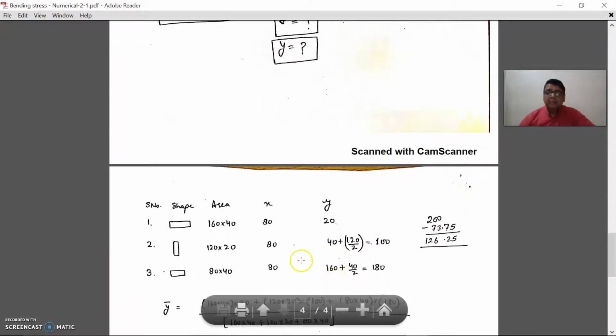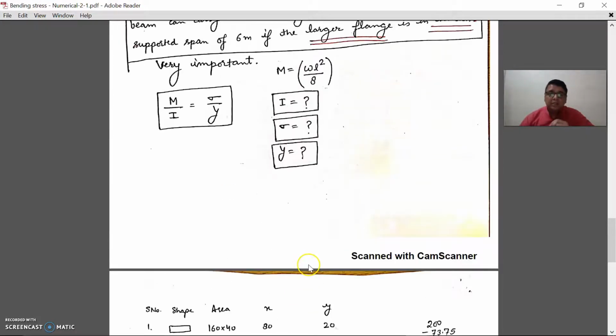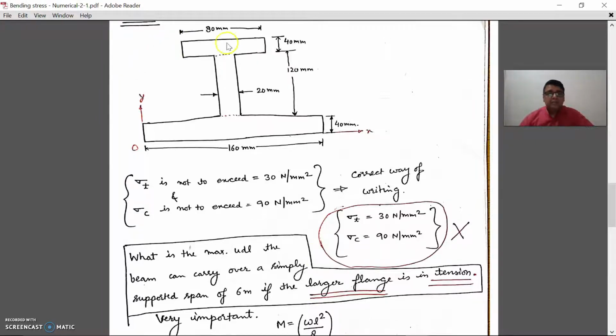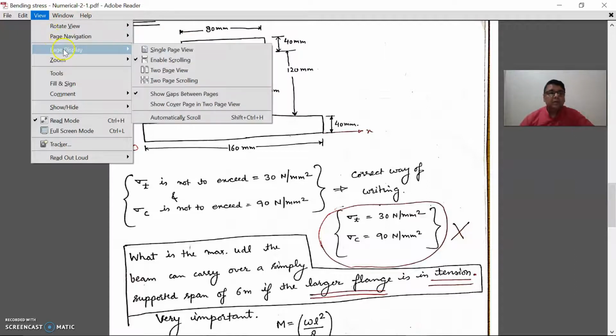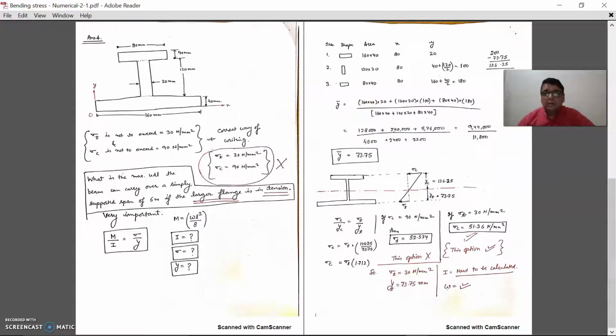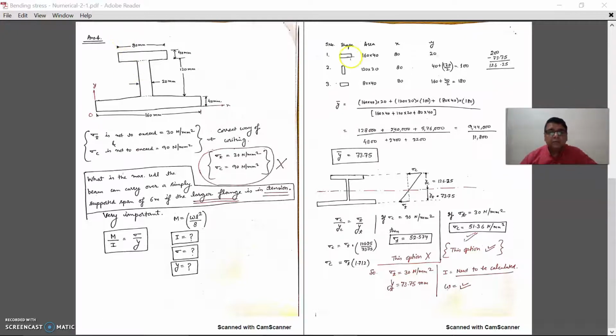Now again a challenge. First you have to find out the centroid of this shape. This is the shape, right? And you have to find out the centroid of this shape. So the centroid of this shape is, this is the first shape, this is this shape, and this is this shape, and this is 18 to 40 area, x bar, y bar, considering this point O as origin, right?